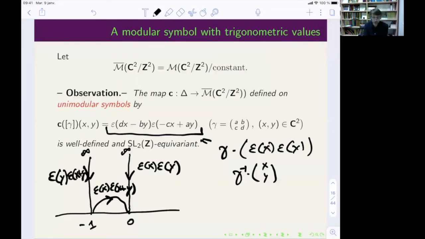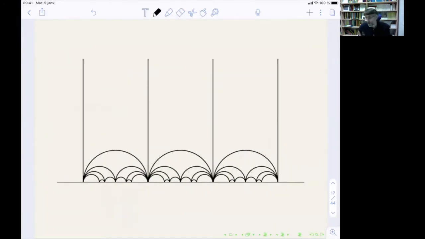So now if you read what you see in this triangle, then you see epsilon x times epsilon y minus epsilon x times epsilon x plus y minus epsilon y times epsilon x plus y. So the addition relation tells you exactly that this map is well defined on the quotient delta. So this map, more geometrically, tells you a way to decorate your Farey triangulation.